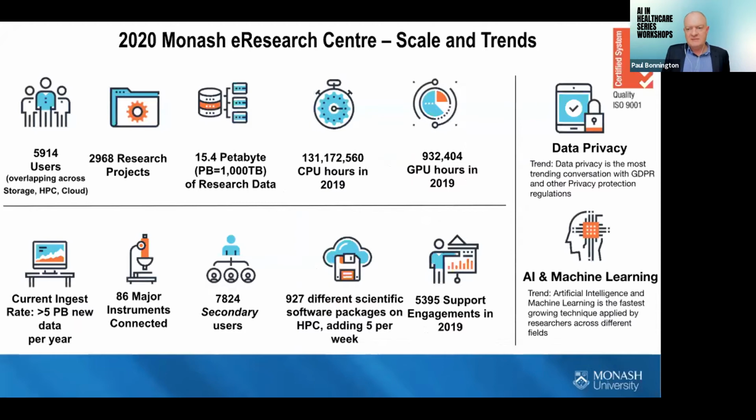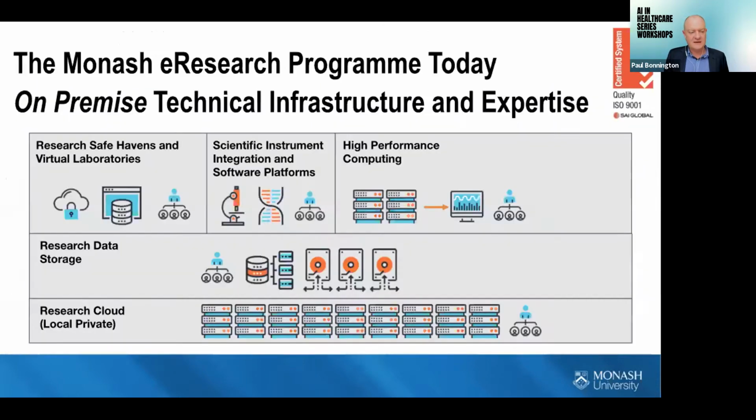And so that brings me to today. This is where the eResearch Centre is today. It has a certain scale about it, and we deal with up to thousands of projects. But the two trends that we're seeing today as an eResearch centre is AI and data science is driving the main technique that's pushing us further forward, and data privacy is another big aspect. And to some degree, this started with the GDPR.